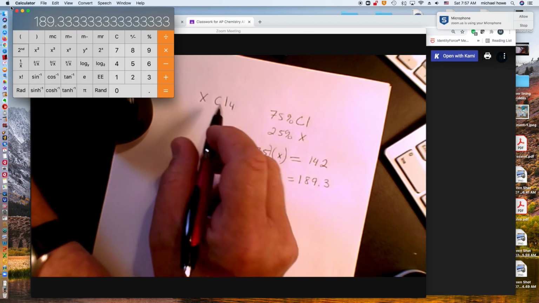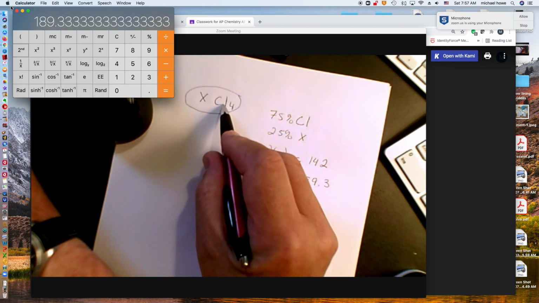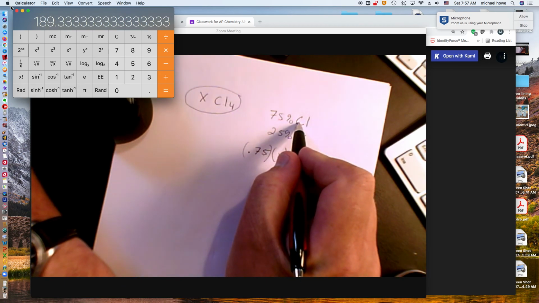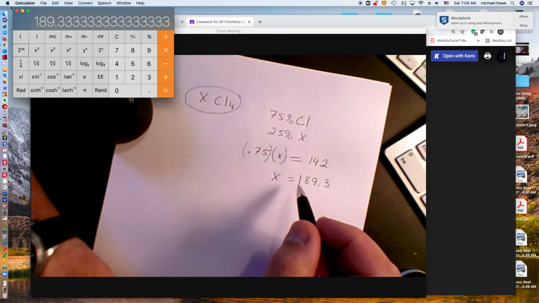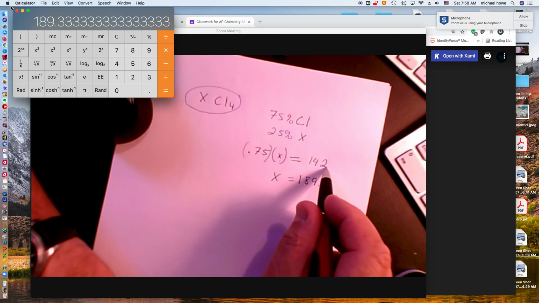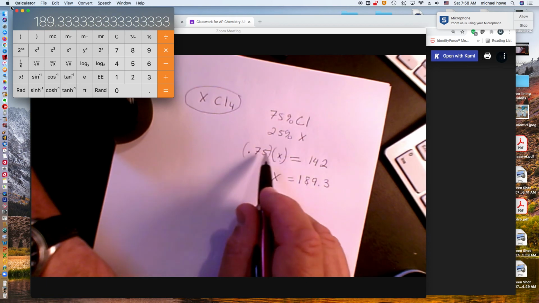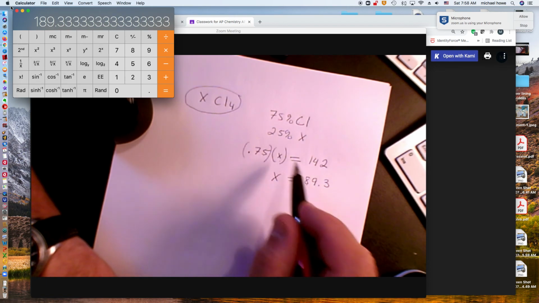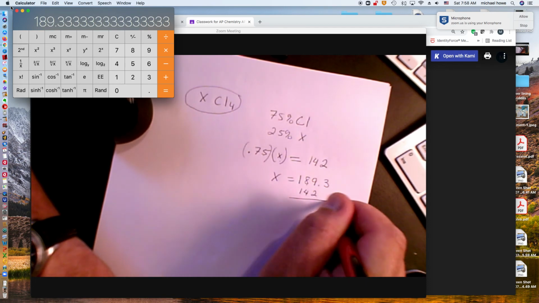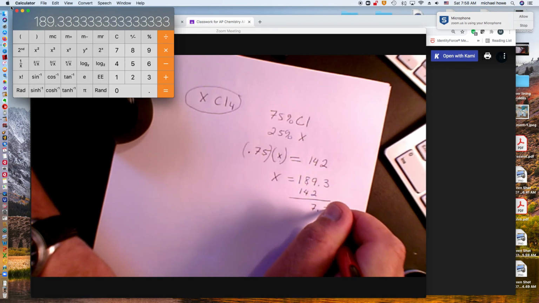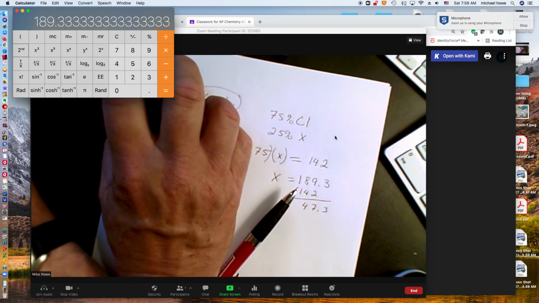Let me run through that logic again. Assume we have a mole of this. 75% of the molar mass is chlorine, so that means 25% of the molar mass is X. We know the total molar mass by using this process. We know that 4 moles of chlorine is 142, and that is 75% of the total mass, so the total mass is 189.3. Then if you subtract 142, you get 47.3. So that would be the mass of element X.